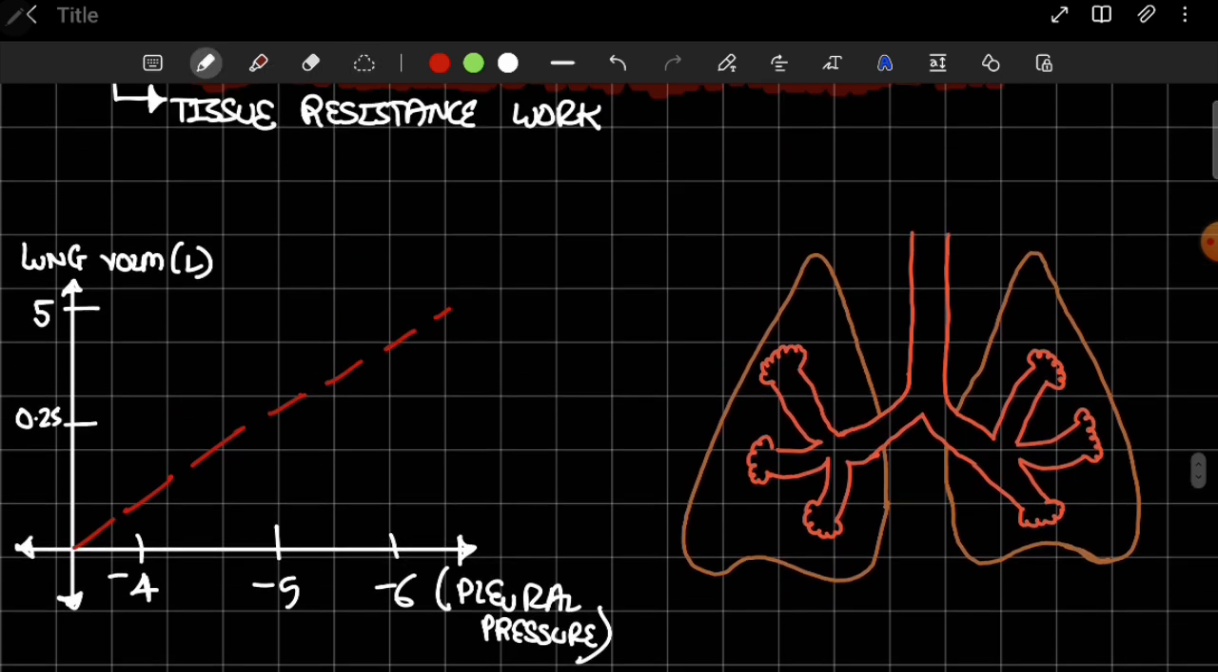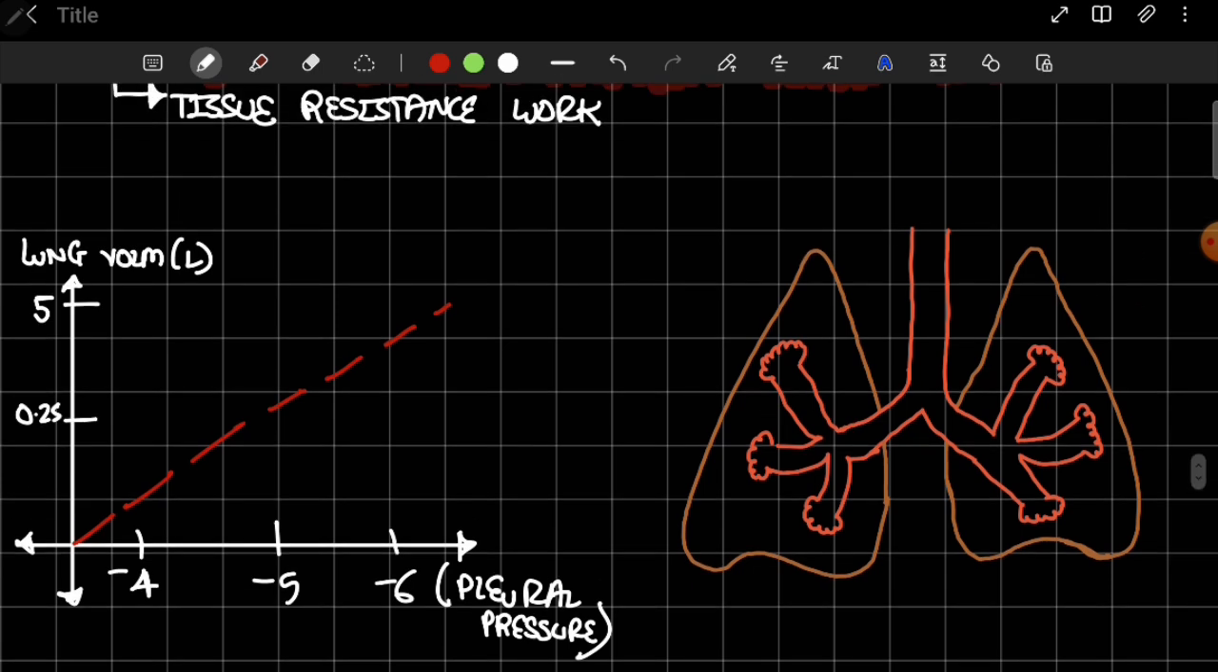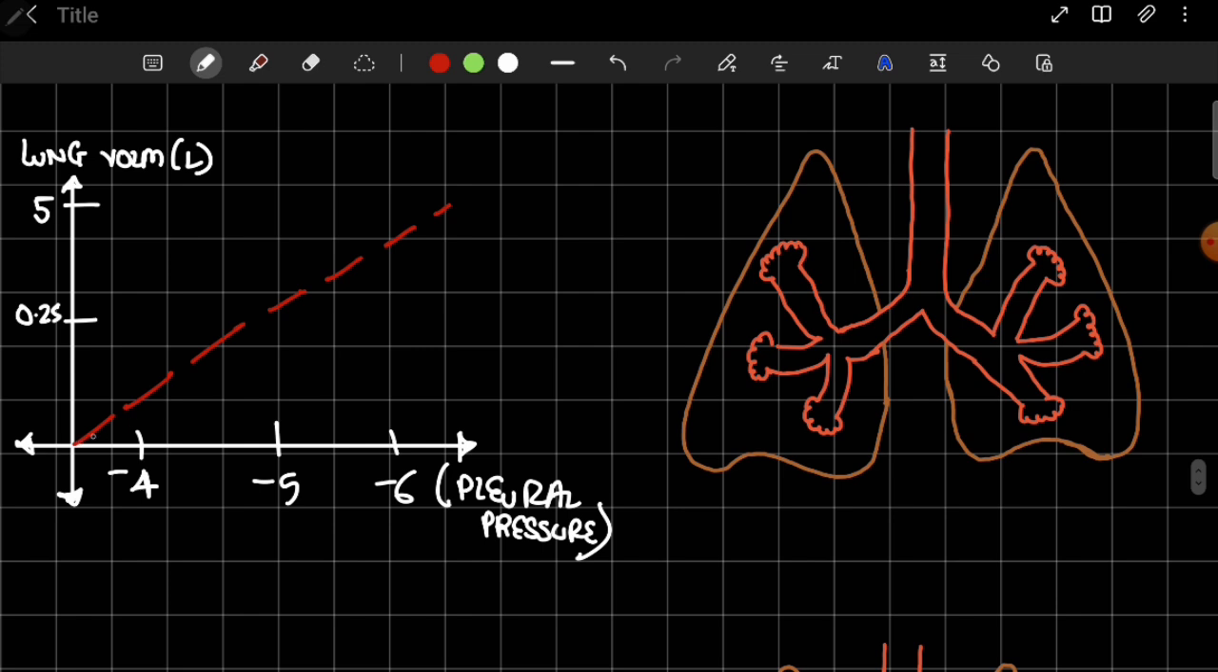Similarly, this is the diagram of the lungs. Now in normal conditions, we observe inspiration and expiration of the lungs. So this in the graph represents inspiration. Now expiration is the reverse process. So expiration is this, so basically we are going like this. This is inspiration, this is expiration.